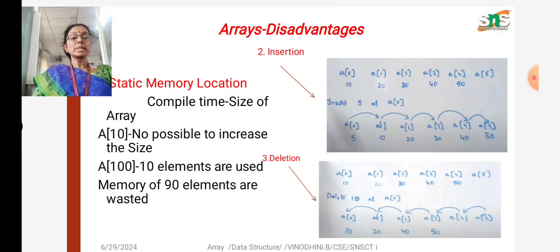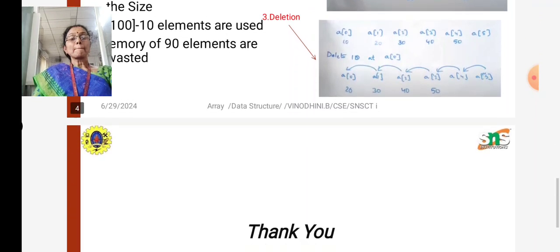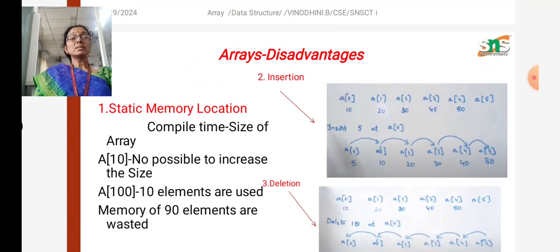Insertion and deletion in an array is easy at the first index, in the beginning. If we insert in between, it is very tedious. So this is the main disadvantage of an array, along with the static memory allocation.